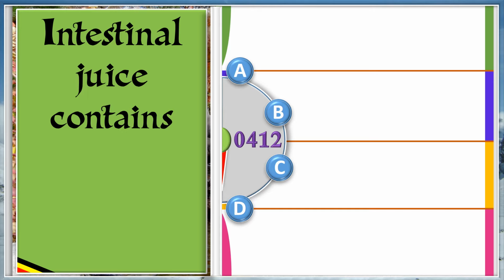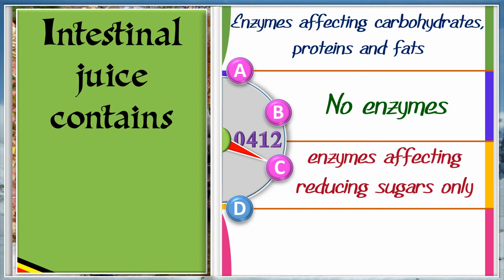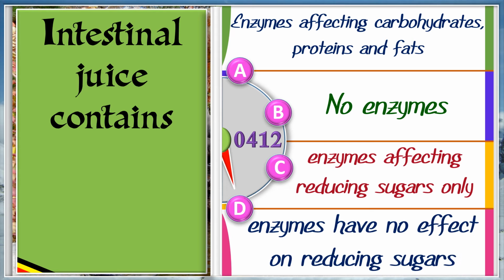Intestinal juice contains: A. Enzymes affecting carbohydrates, proteins, and fats. B. No enzymes. C. Enzymes affecting reducing sugars only. D. Enzymes have no effect on reducing sugars. And the answer is A. Enzymes affecting carbohydrates, proteins, and fats.